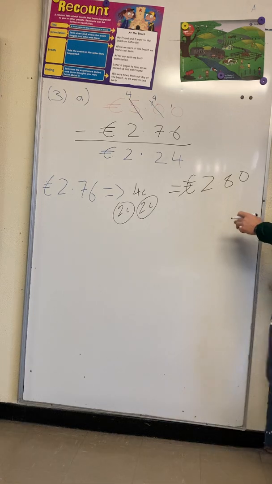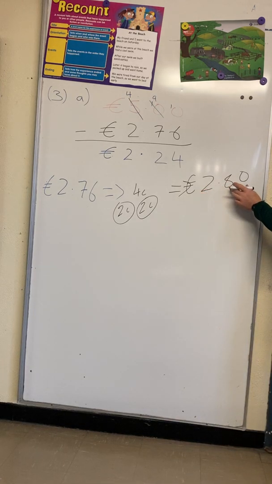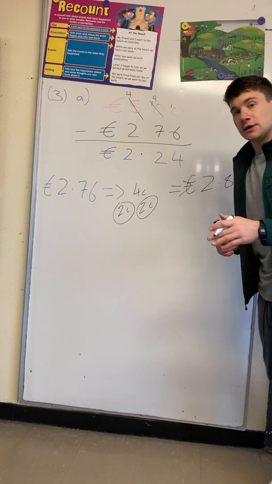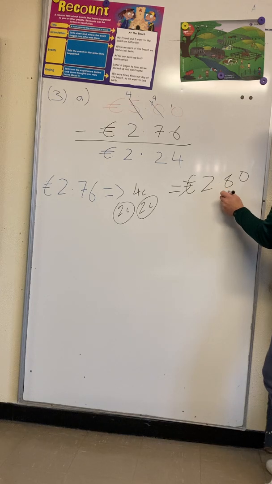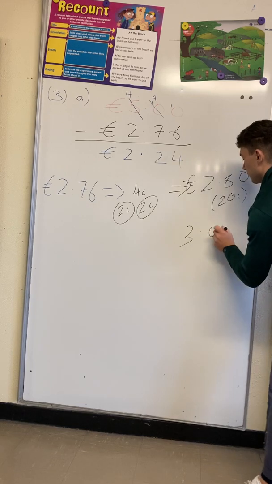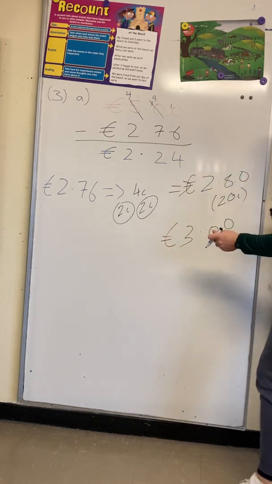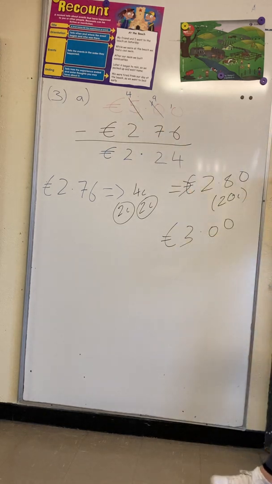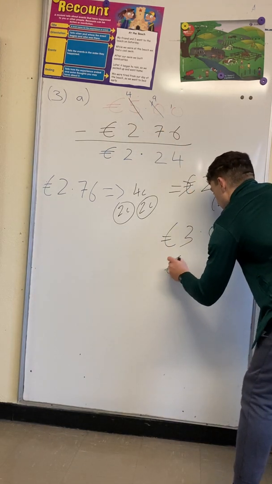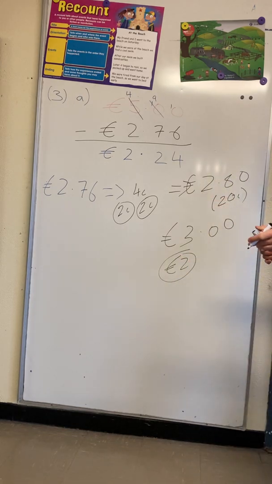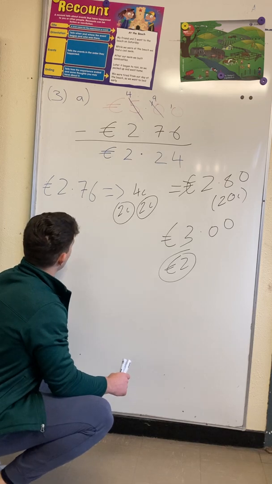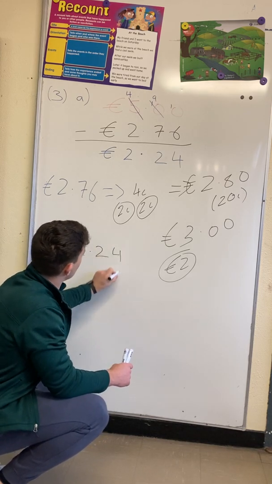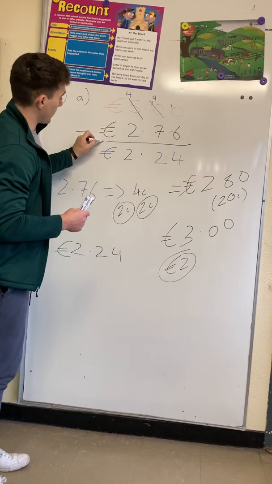The next step is asking you to get to the nearest euro. So we all know that there's 100 cents in a euro. So 80 plus 20, because there's a 20-cent coin. That brings you to €3. Now, how do we get from €3 to €5? You add €2. And then we get to €5. So altogether, the change you get is €2 and 24 cents, which is the same as the answer we have up here.